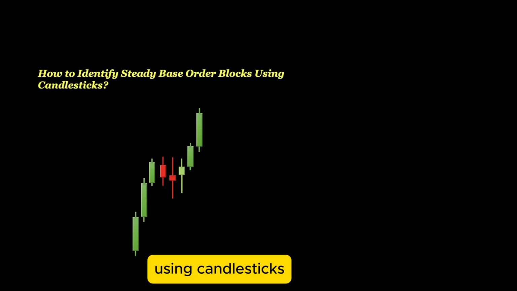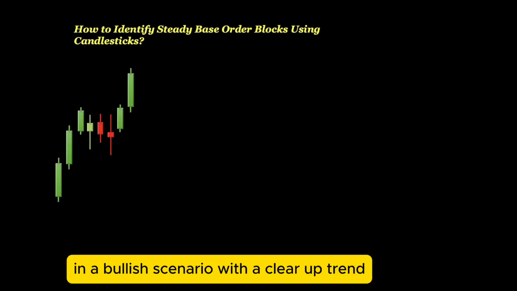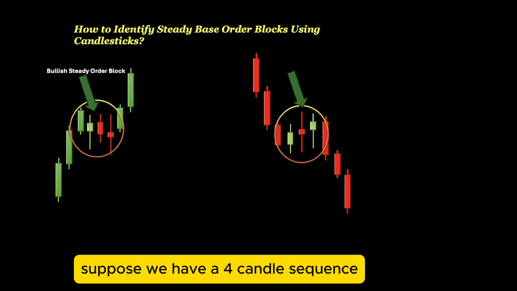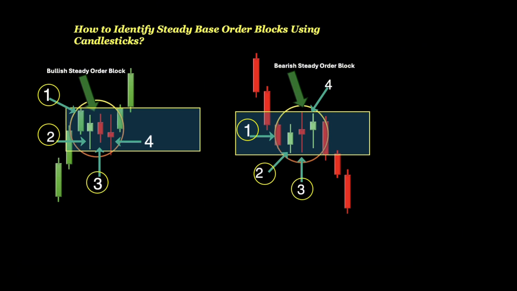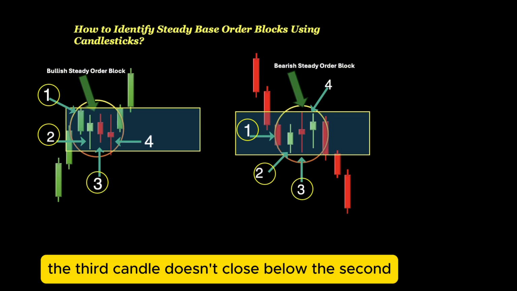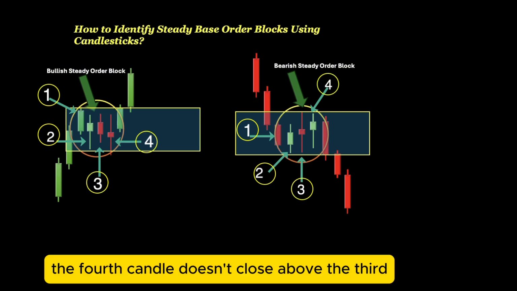Now let's see how to identify steady base order blocks using candlesticks. To identify a valid steady base order block from a candlestick perspective, you need to follow specific rules and criteria. The price must experience a temporary pause within a sequence of at least 4 candles. Each candle in this sequence should not close above or below the previous candle's range. In a bullish scenario with a clear uptrend, suppose we have a 4-candle sequence where the second candle doesn't close above the first. The third candle doesn't close below the second. The fourth candle doesn't close above the third.